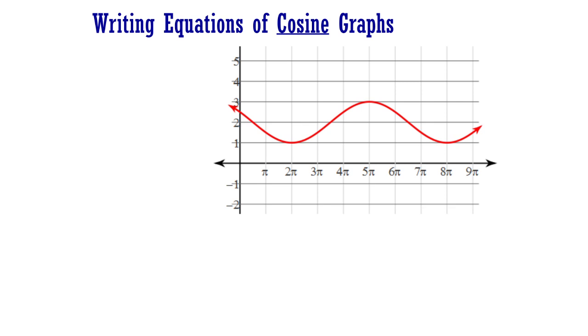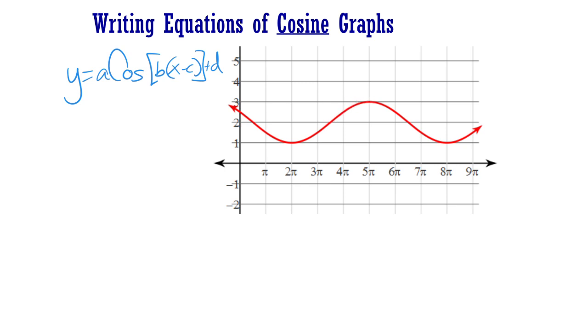All right, here's our last one. Again, looking at this as it's an equation, this one is going to be a cosine. Let's go through the list. A is your vertical stretch. Now, don't get confused and think, oh, look, it goes up to 3. So my A value is a 3.